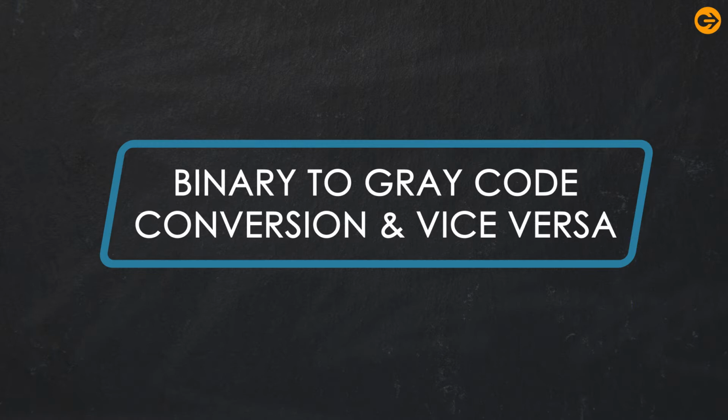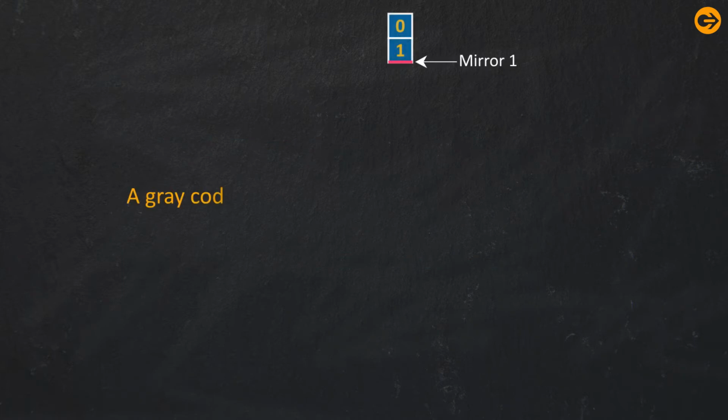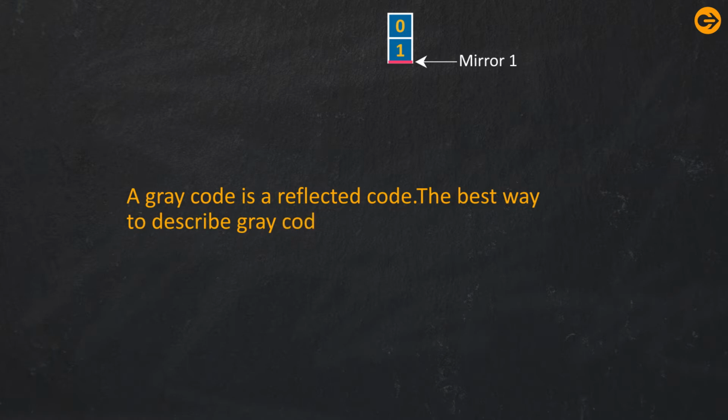Today, we are going to discuss the conversion of binary to gray code and vice versa. A gray code is a reflected code.